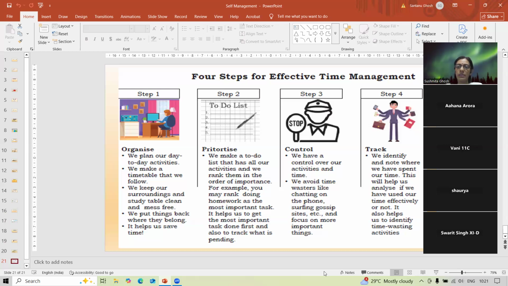Okay? Is it fine? Still there with me? Give me a thumbs up. Let me see that. Okay, Vani is still alive. Swarat is there. Good. Ahana, Shaurya. Ahana is also there. Very good.